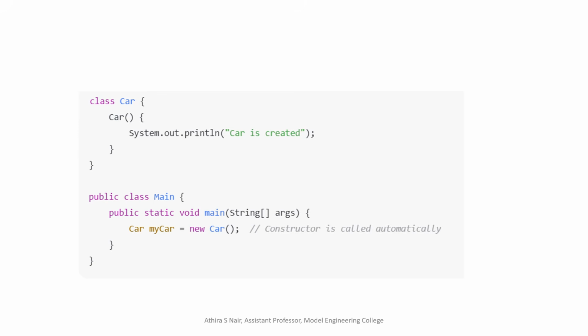This is another example. Class Car. Here Car is the constructor, and we are printing "Car is created" inside the constructor. Now in the main function, we are creating an object: myCar is equal to new Car. So here the constructor is called automatically.